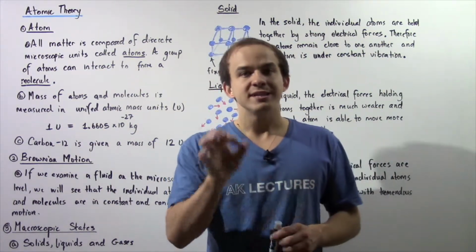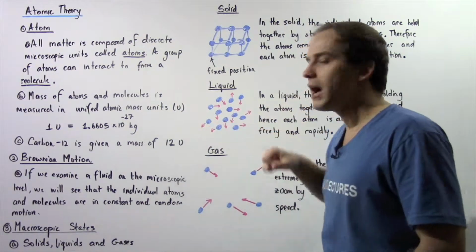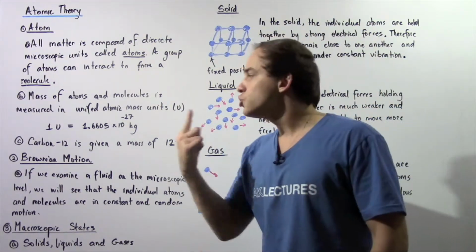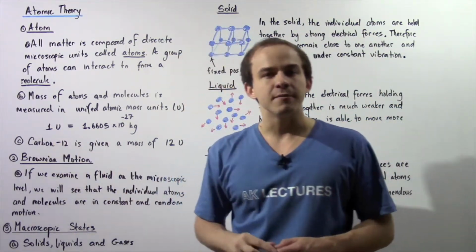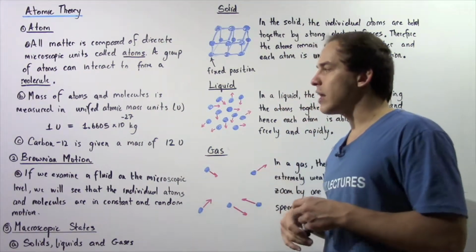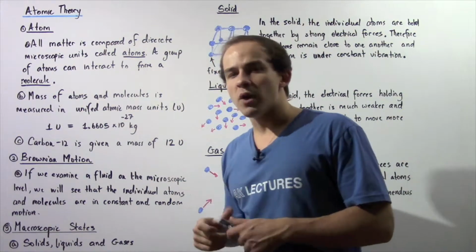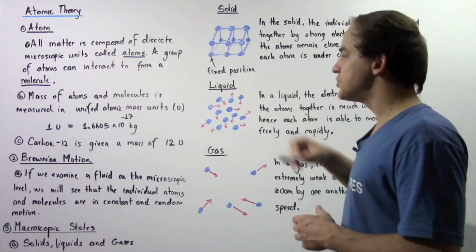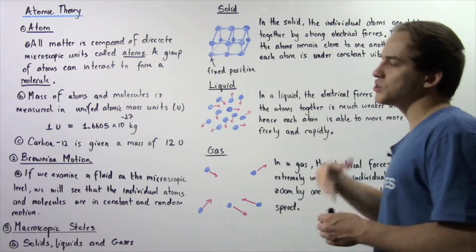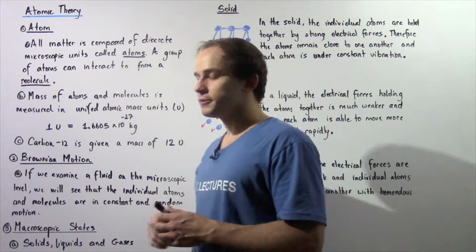We arbitrarily assign 12 unified atomic mass units to one carbon-12 atom. For example, 2 carbon-12 atoms will have a mass of 24 u. 3 carbon-12 atoms will have a mass of 36 unified atomic mass units, and so on and so forth.